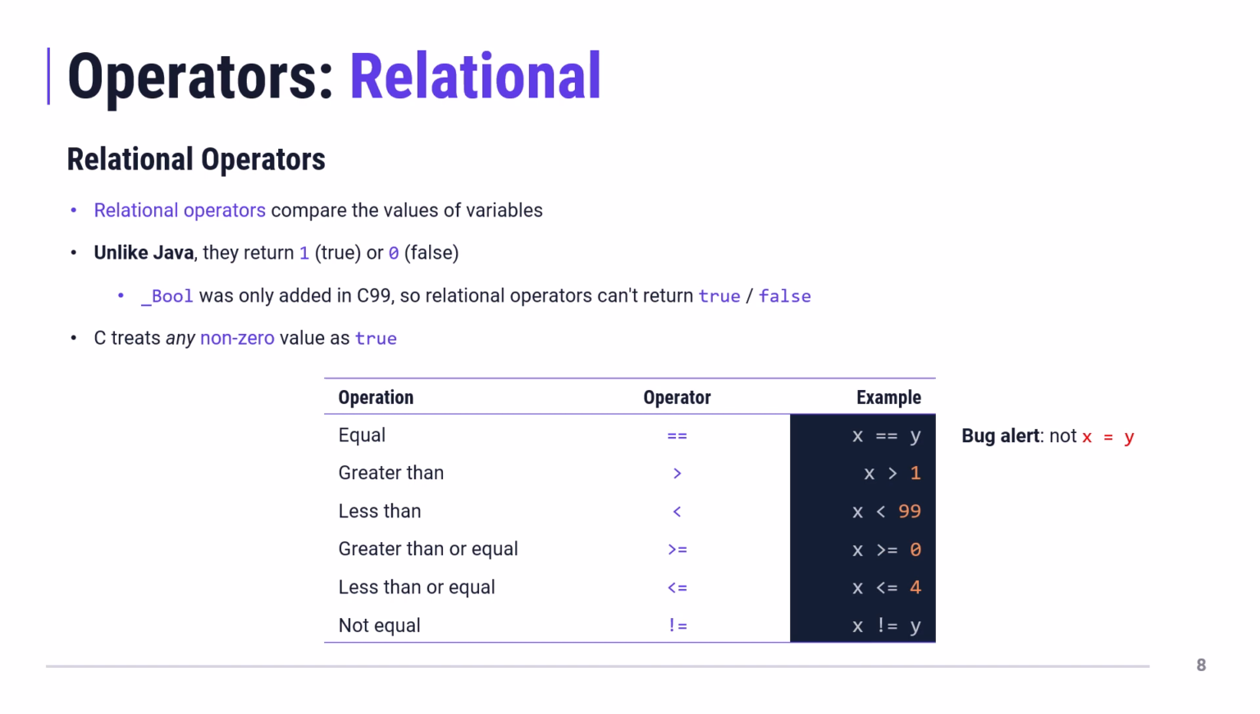And again, C treats any non-zero value as true. So if it's minus 1, if it's 1, if it's 5,000, they're treated as true. If it's 0, it's treated as false. And just a common source of bugs, it's x == y when you're testing equality, it's not x = y. That is, of course, the assignment operator. The compiler will generally not catch that, and so that will lead to a bug.